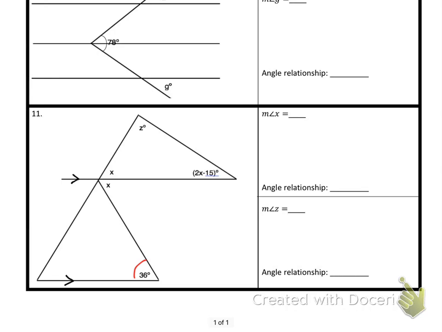Alternate interior angles. I got 36 right here and x. Parallel lines means I'm going to use some kind of parallel angle relationship. In this case, it's alternate interior angles. I'm going to mark that right here. No real calculations required. What is x going to equal? 36. 36. And honestly, that's good enough for me, because we don't calculate, we just say that they're the same.